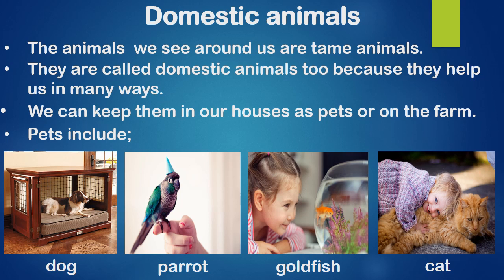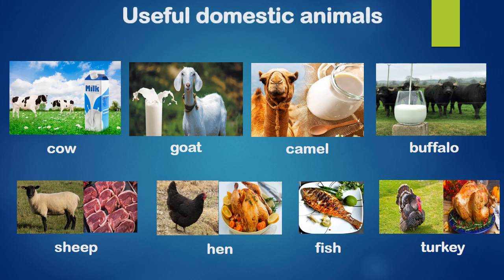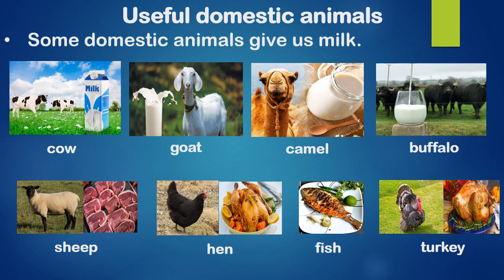Now, pets include dog, parrot, goldfish, cat. Now, let's see how domestic animals are useful or helpful to us. Some domestic animals give us milk. Dear students, we like to drink milk of these animals. And what are they? They are cow, goat, camel, and buffalo.